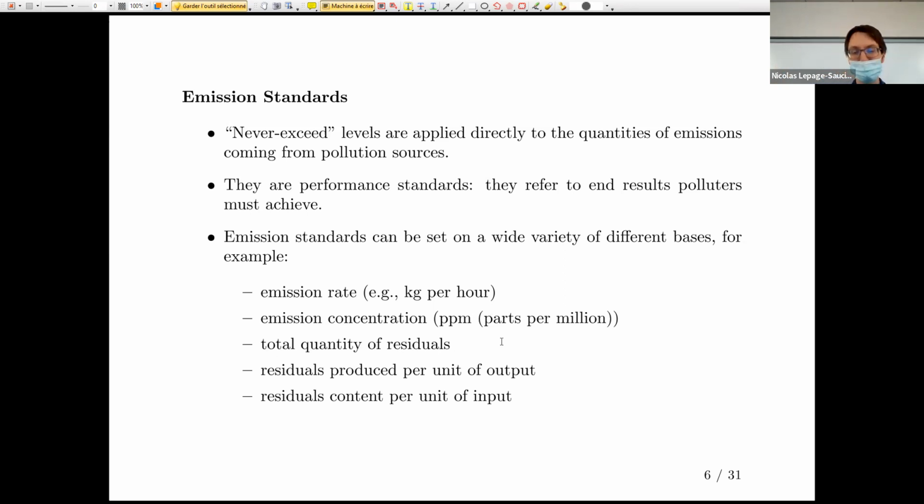Total quantity of residual produced per unit of output, residual content per unit of input. So this is more tricky, but it might be done too, and this might be easier to do if you can monitor how much input is being used. So yeah, all of these things. So it's never clear which is best. It depends on the situation and the technology.